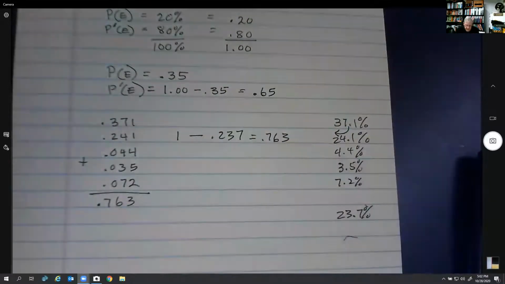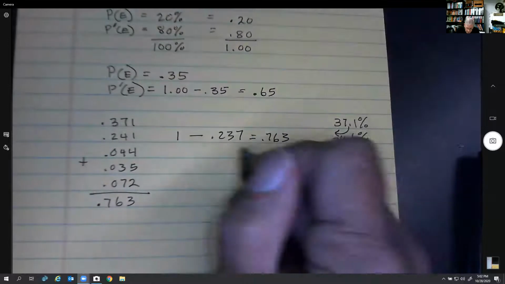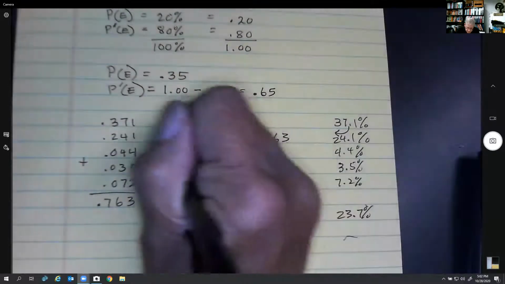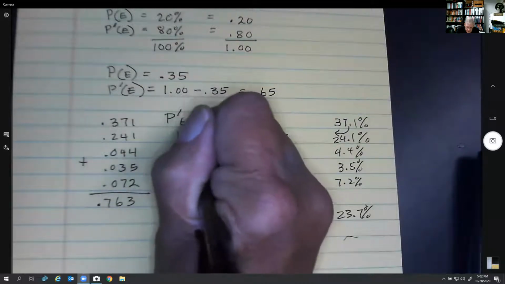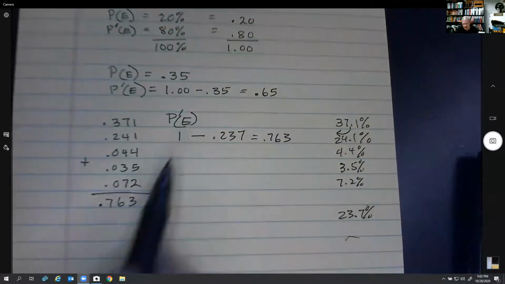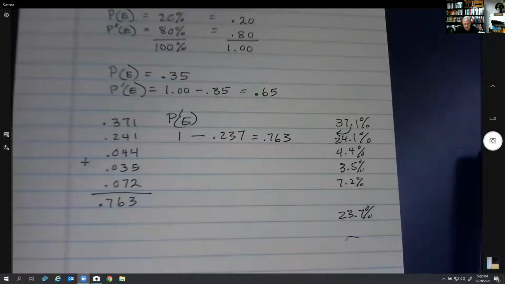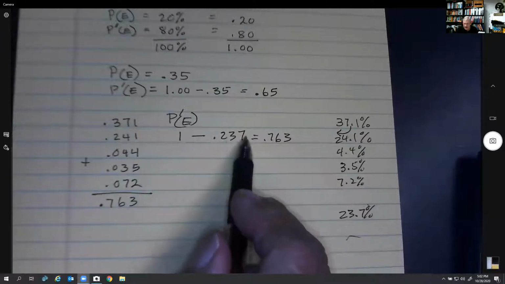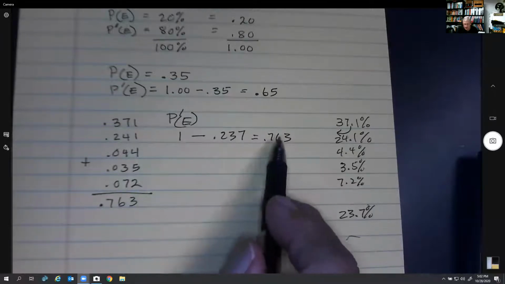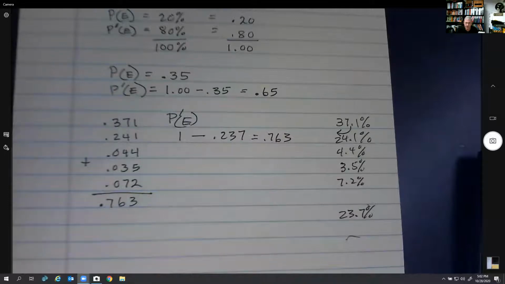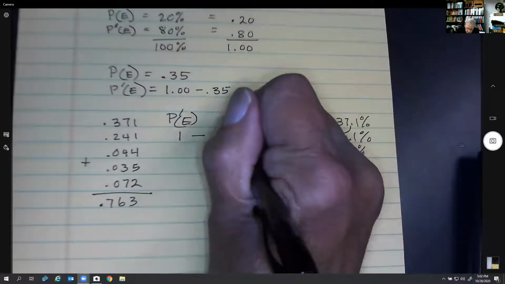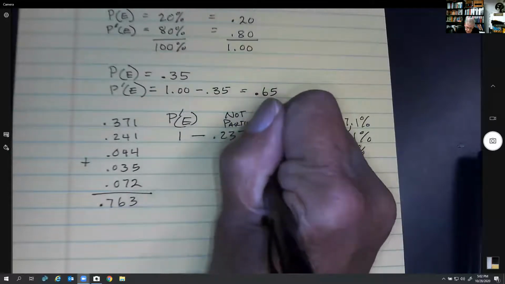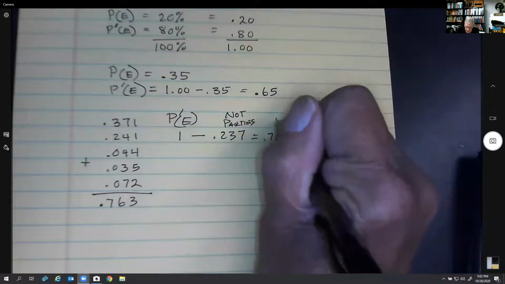So we could have written this as the complement of E, like this, with E meaning experiment. The complement of our experiment was 1 minus how many did not belong to any political party, and that would tell us how many belong to political parties. These are not parties. Therefore, this is parties.